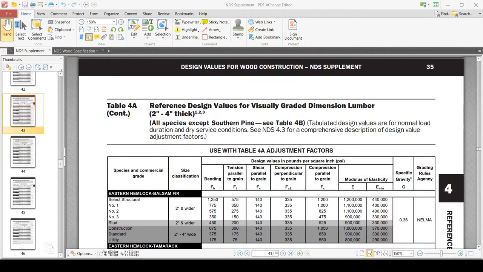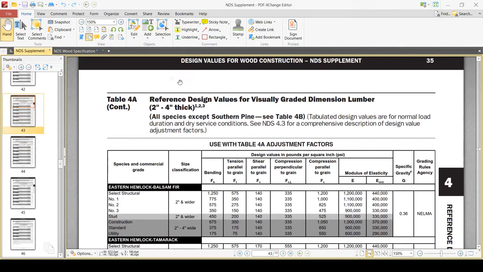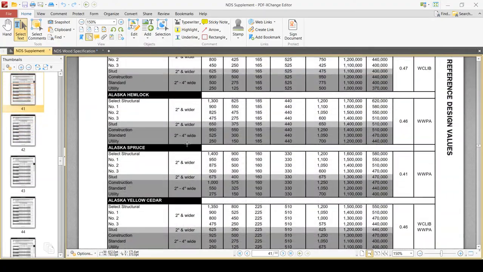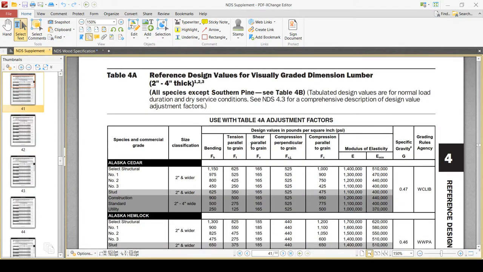Okay, also one other note, notice what this says here. This mentions all species except southern pine. See table 4B. And this is one of the odder elements of the NDS, because in the reference design values, literally every other U.S. wood species is in this table. Every other commercial wood species is in this table. Everything except southern pine. The reasons for that are very complicated, and I should probably put a video together on that for historical curiosity, if nothing else. But the reason is that if you look at the history of the NDS, it coalesced together from a lot of separate sources, a lot of separate grading agencies, that sort of thing.